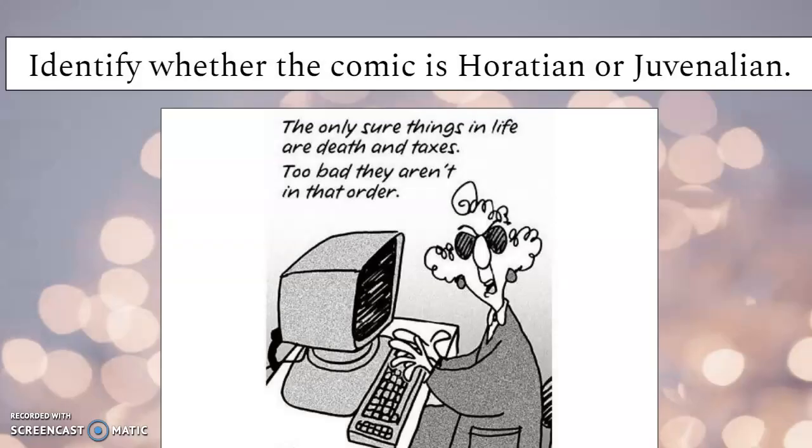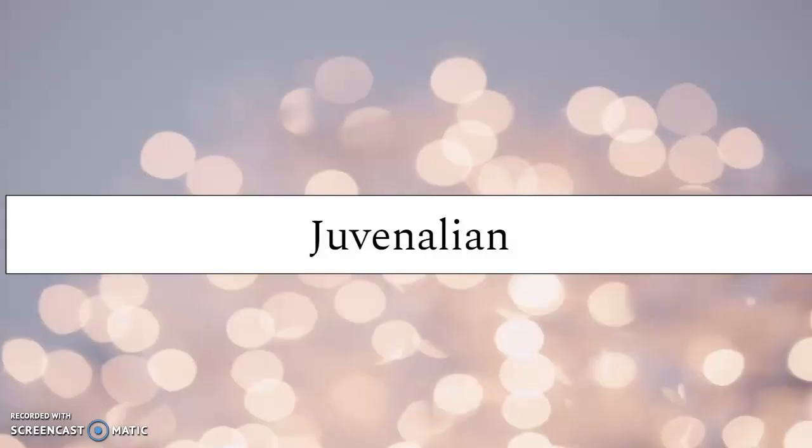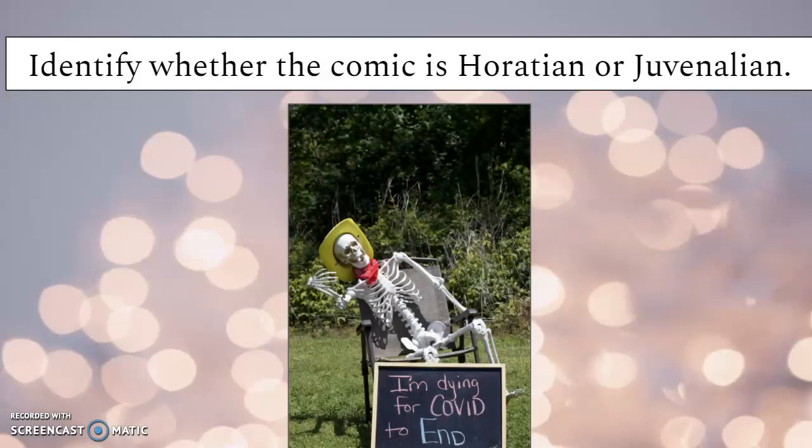We have this comic here, and it says, identify whether the comic is Horatian or Juvenalian. It says, the only sure things in life are death and taxes. Too bad they aren't in that order. This is a little bit of dark humor, so this one is going to be Juvenalian satire. Again, this is meant to be more of a dark humor, trying to ridicule different situations or groups of people.